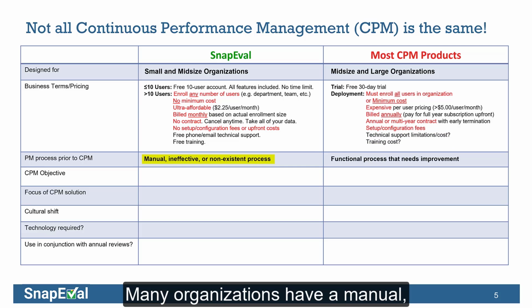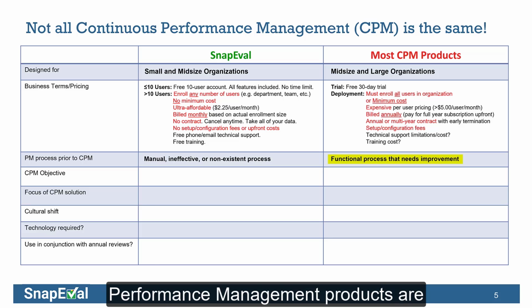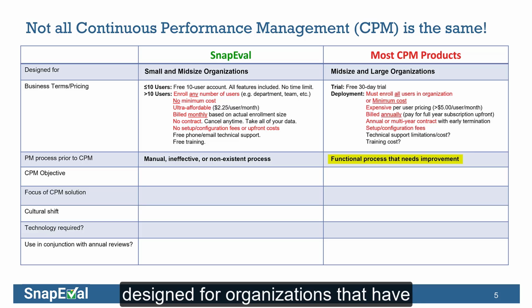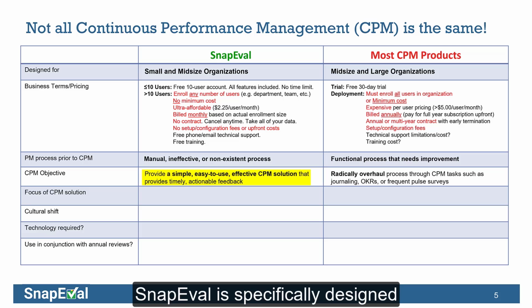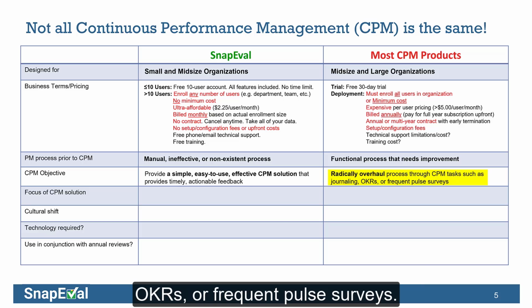Many organizations have a manual, ineffective, or non-existent performance management process prior to using SnapEval. By contrast, most continuous performance management products are designed for organizations that have a functional performance management process that needs improvement. SnapEval is specifically designed as a simple, easy-to-use, effective continuous performance management solution that provides timely, actionable feedback to employees. The objective of most continuous performance management products is to radically overhaul an organization's performance management process by implementing tasks such as journaling, OKRs, or frequent pulse surveys.